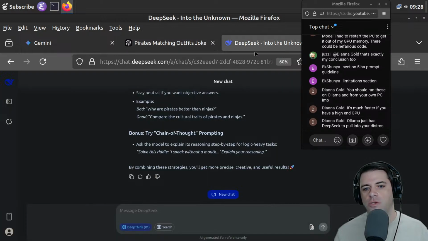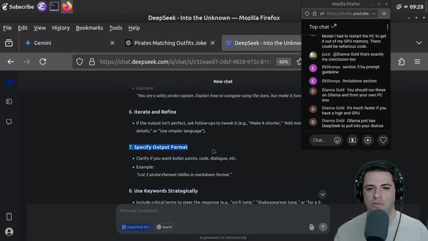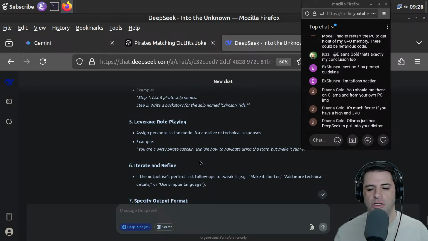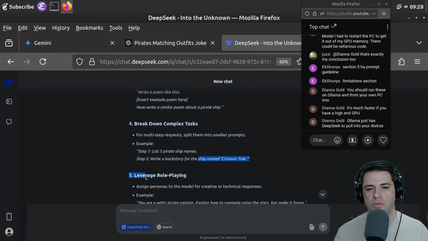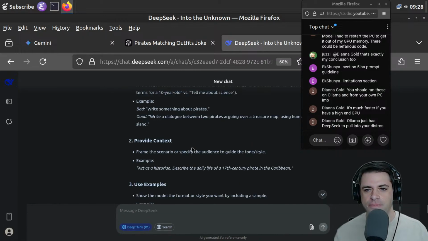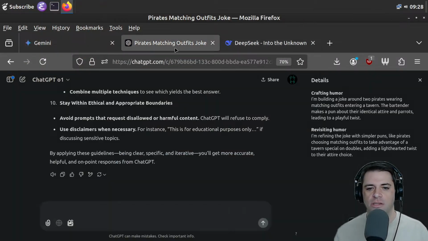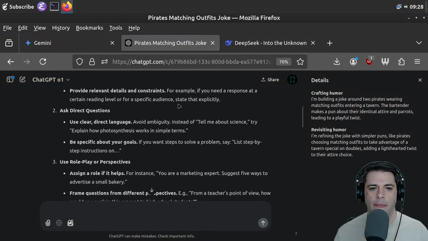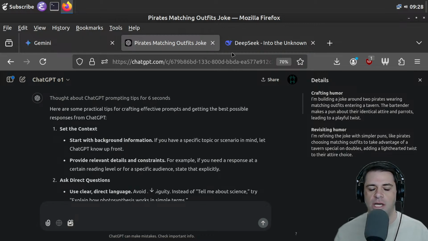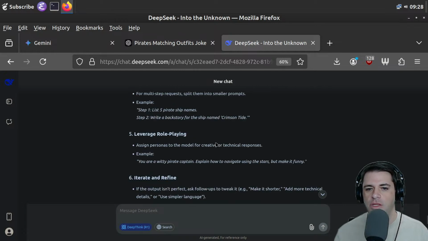Okay, so these are all good. I bet these are pretty similar. Specify the output format is the same. Iterate and refine is almost literally the same. Leverage role playing is almost literally the same. Breakdown is exactly the same. Okay, be specific and direct. Is this literally the same? Set the context, ask direct questions, avoid vague questions, provide context. I mean, these are almost the same responses.